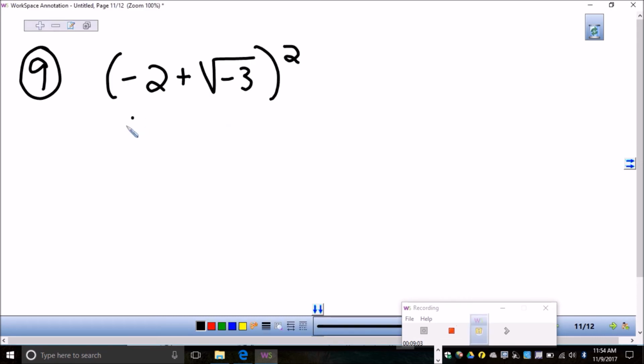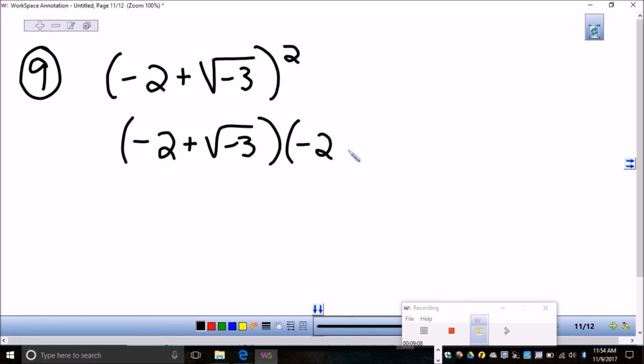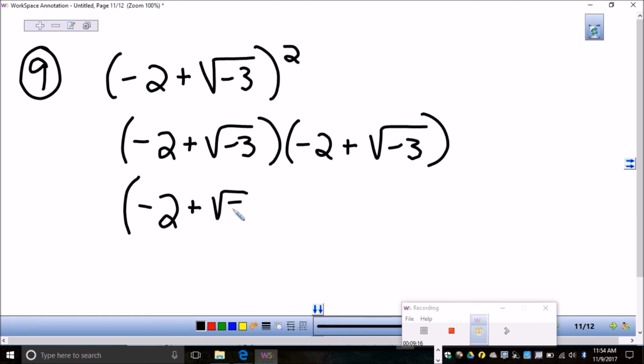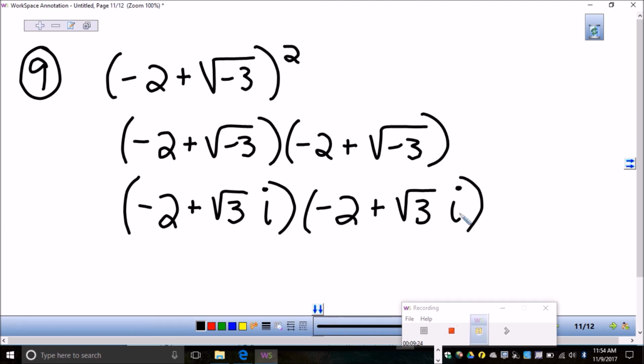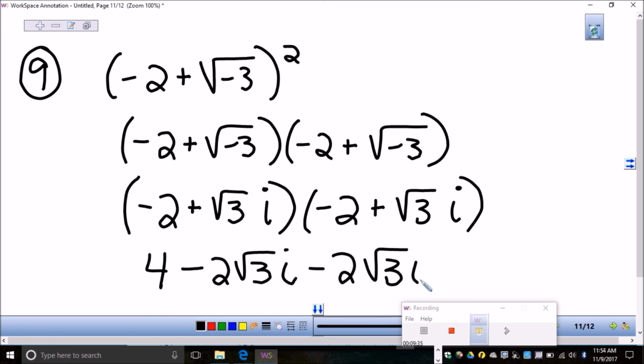Okay, next one. So squared means multiplied by itself. So we can start by actually writing this out side by side. And before we think about FOILing, let's actually rewrite each of these as square root 3i instead of square root -3. And then we'll go ahead and go through and FOIL. So -2 times -2. Outside is -2 root 3i. The inside is also -2 root 3i. And the last term, so root 3 times root 3 is 3. i times i is i squared.